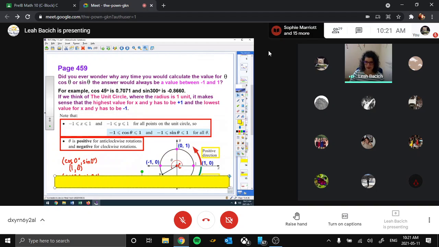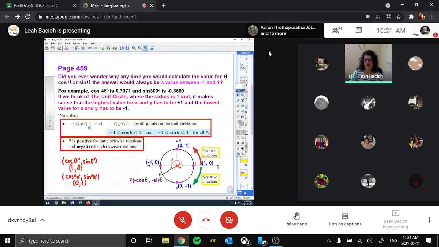Okay, so x is always going to be between -1 and +1, and y is always going to be between -1 and +1, but including those values. The reason why we can include the values is because this point is on the circle, and if my radius is 1, it's 0, 1. This point is on my circle. If this is the center, this would be 0, -1 right here.